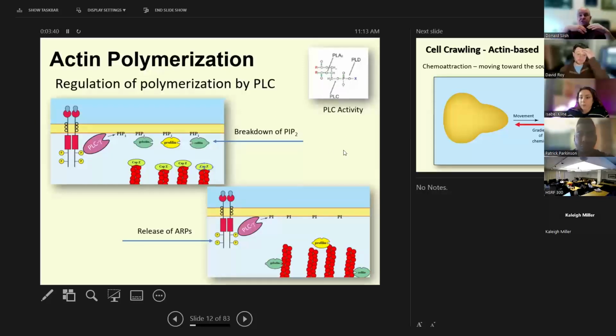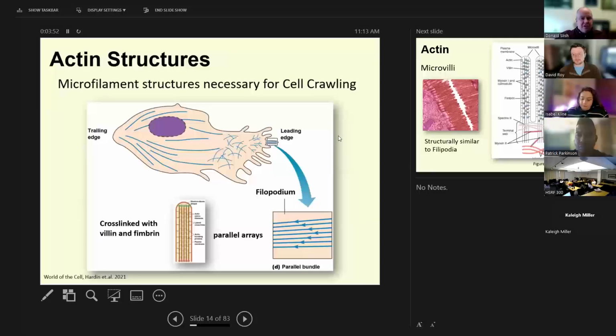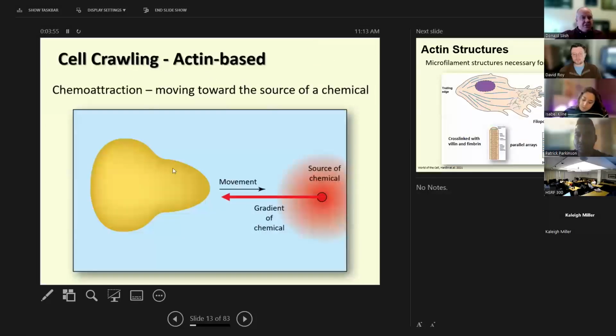So basically, you're turning over PIP2. You're making more of it, but you're also breaking down what's there, and that stirs the pot basically, and all the ARPs get activated. Okay, and why are we doing this? Chemoattraction, which is cell crawling. So basically, you've got a source of some chemical, and the cell is moving in the direction of that force.